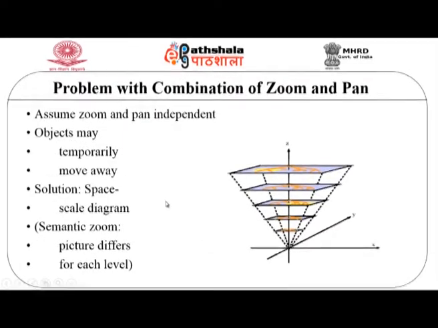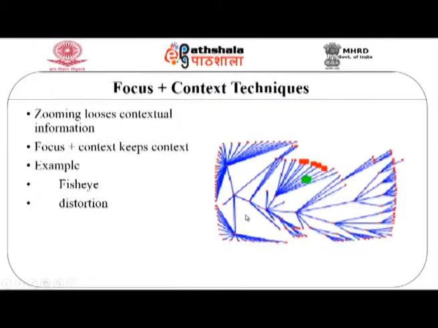The problem associated with combining zoom and pan is that, assuming you zoom and pan independently, the objects may be temporarily moving away. The solution is a space scale diagram where you have the semantic zoom. The picture differs for each layer. If you look at the semantic zooming, you can see that the picture differs with respect to various layers. This is a focus plus context technique that is applied to visualize the graph data.